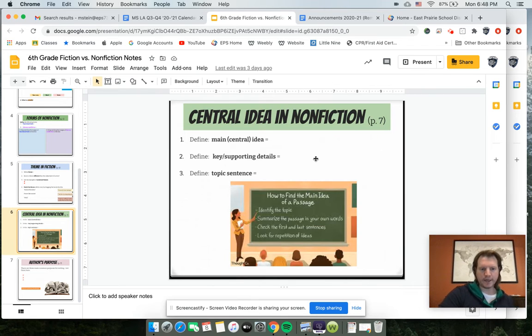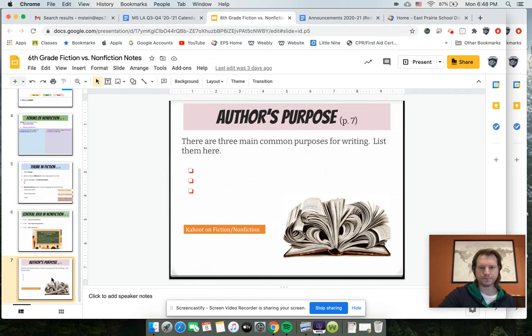All right. And on page 7, keep on moving to the central idea in nonfiction, defining more words. And still on page 7, there's information here about the author's purpose. Now, we will have a Kahoot on fiction and nonfiction when I get back on Wednesday. So that means that you need to have this activity done in class.